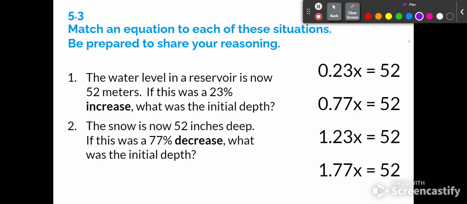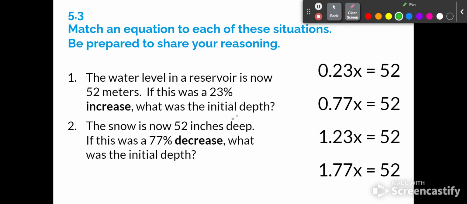The water level in a reservoir is now 52 meters. If this was a 23% increase, what was the initial depth? Okay, so number 2, the snow is now 52 inches deep. If this was a 77% decrease, what was the initial depth? All right, so I would like you to try to answer these and then come back for the answers, please.